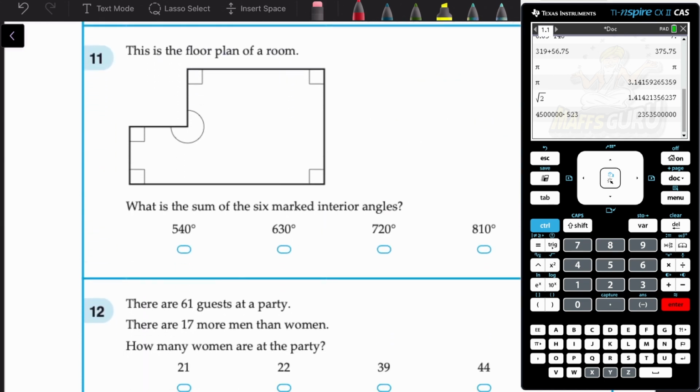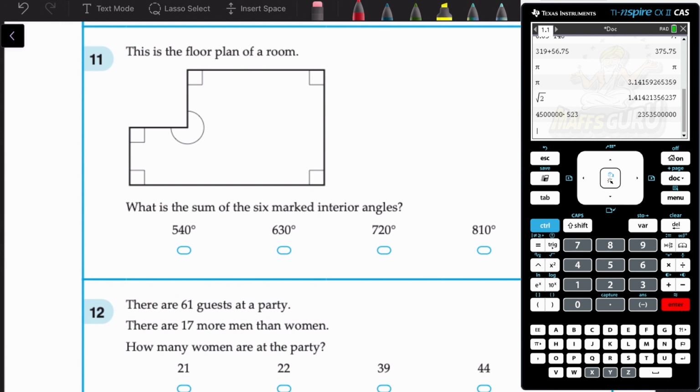This is a floor plan of a room. What is the sum of the 6 marked interior angles? Well, we know each of these is 90, so that's 90, that's 90, that's 90, that is 90, and that is 90. Now this angle here would be 270. So I'm going to do 1, 2, 3, 4, 5 90s.